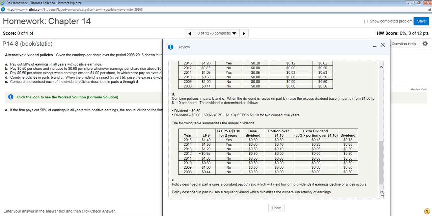All right, so part D, they want you to combine B and C. When the dividend is raised in part B, raise the excess dividend base in part C from $1 to $1.10. So when the dividend is raised in part B, the earnings per share is greater than $1.10 for 2 years, and it is here. So let's read this again. The dividend is 50 cents, and it's going to be 60 cents plus 60% of the earnings per share over $1.10.